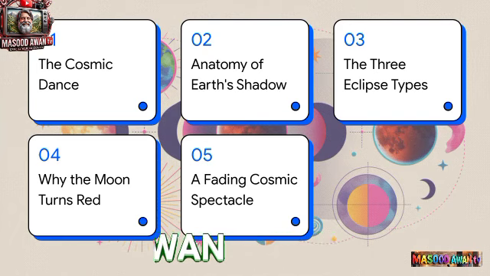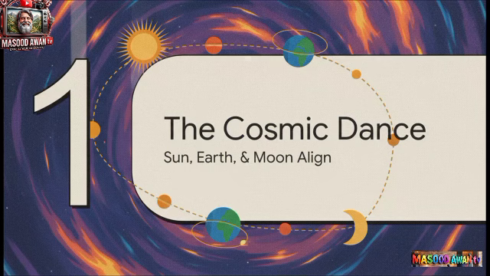Here's our roadmap for today. 1. The cosmic dance. 2. Anatomy of Earth's shadow. 3. The 3 eclipse types. 4. Why the moon turns red. And 5. A fading cosmic spectacle. Starting us off with Section 1. The cosmic dance, aligning the sun, earth, and moon.